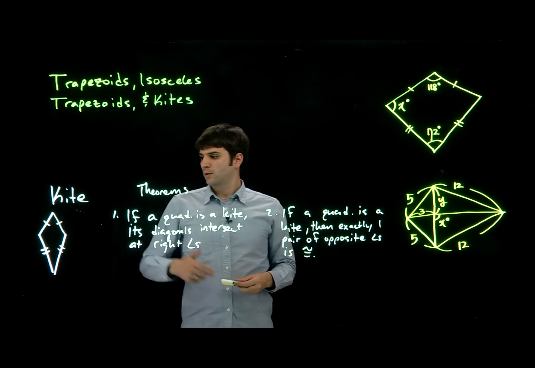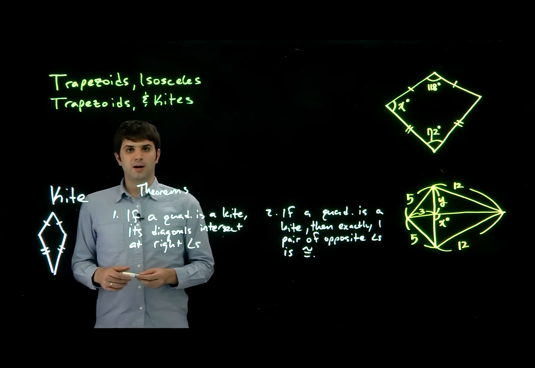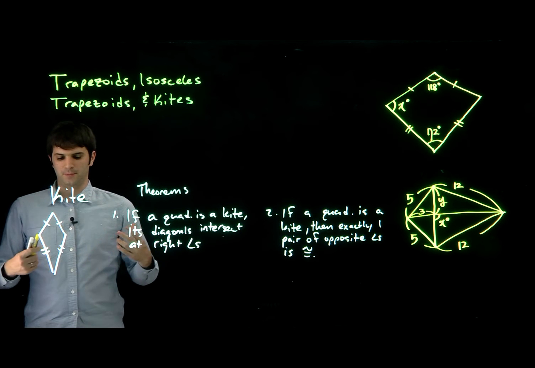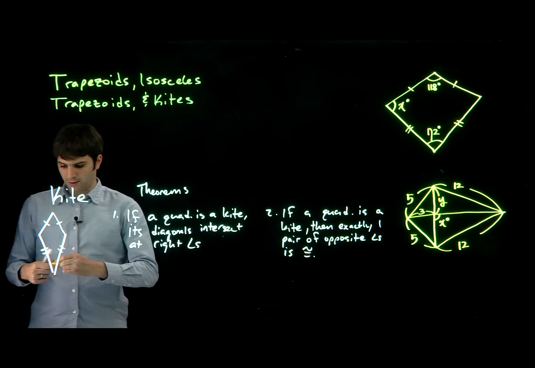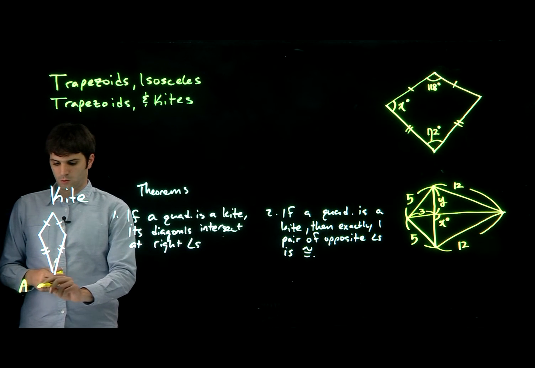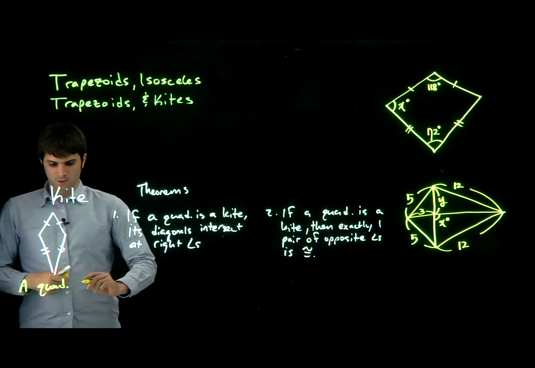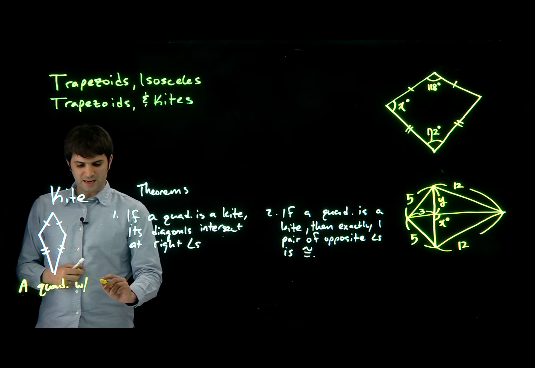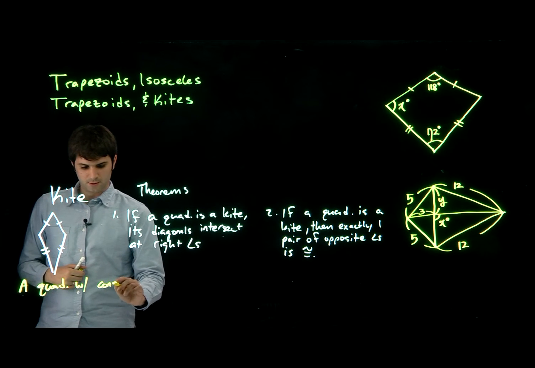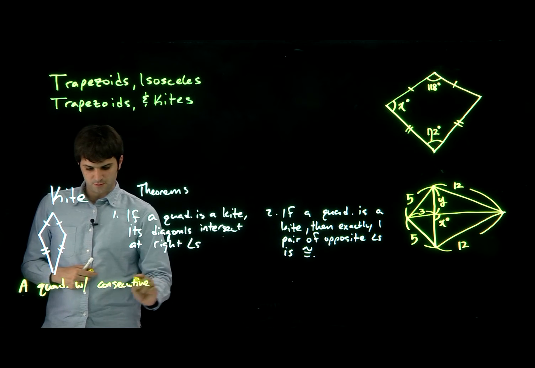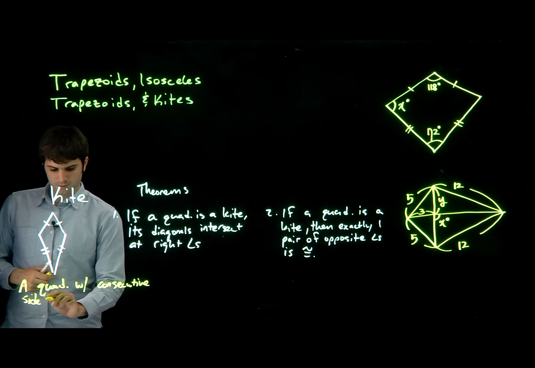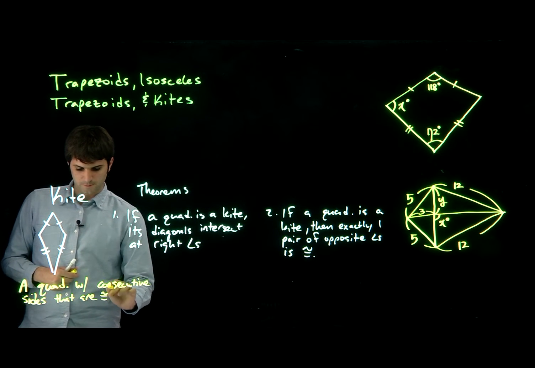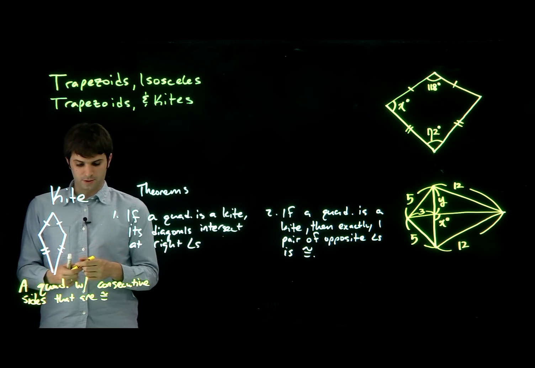Okay guys, in this video I want to talk about kites. Perhaps you have a little feeling about what they are from what they look like, because many people play with them when they're kids. But kites are a quadrilateral with consecutive sides that are congruent. So there's two sets of sides basically that are congruent.